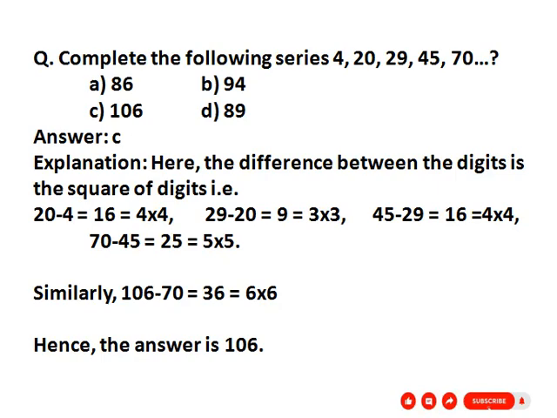Our next question is: complete the series. The series given is 4, 20, 29, 45, 70. What will be the next number? Here which pattern is given? 20 minus 4 is 16, that is 4 square. First, the relation of the first two numbers is 20 minus 4 is 16, equal to 4 square, 4 into 4.